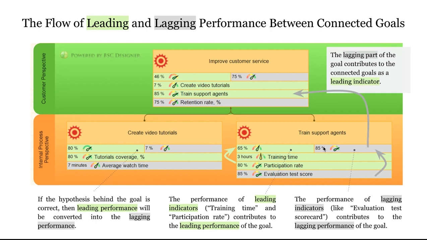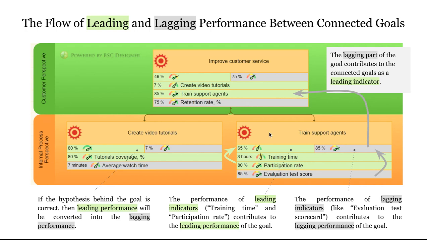And the final comment is what happens with lagging performance. I mentioned that leading performance is here just for our attention, just so that we could make some decision about whether we have invested enough in the action plans, whether we have invested enough in the inputs. So this leading performance, in terms of calculations, stays on the level of this goal. But the lagging performance of the goal, this part, 85%, is translated to the above standing goal, and it is translated in the form of a leading indicator.